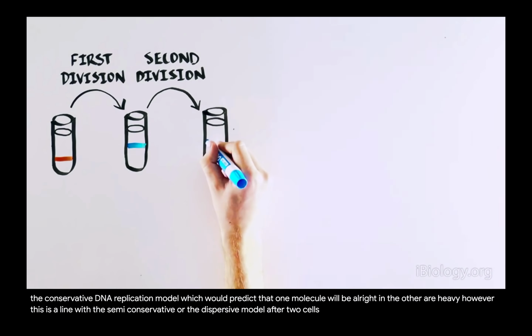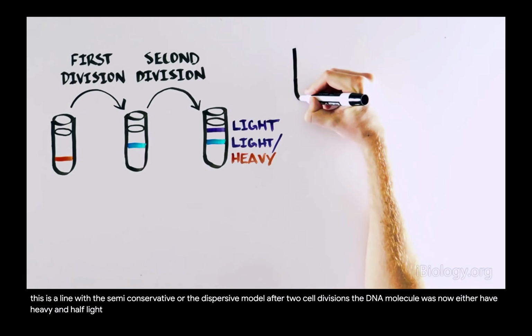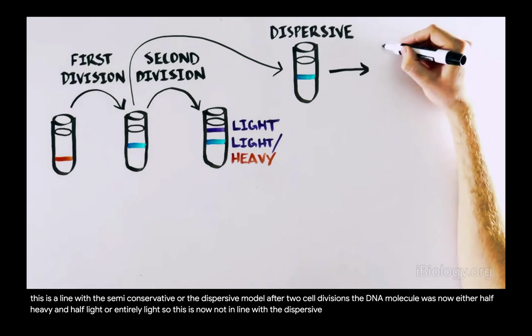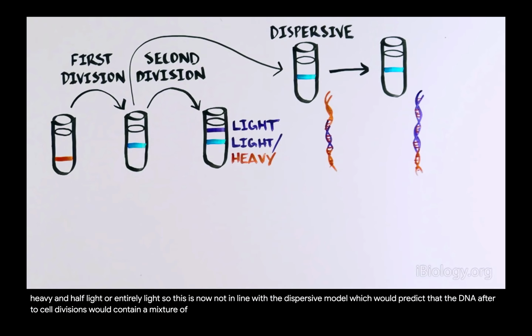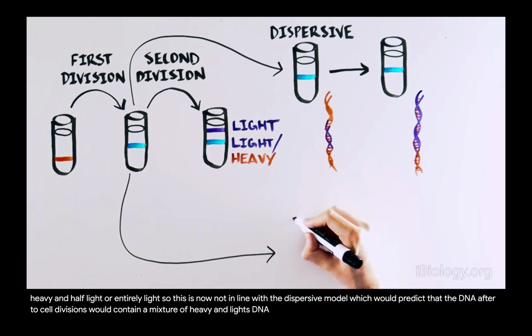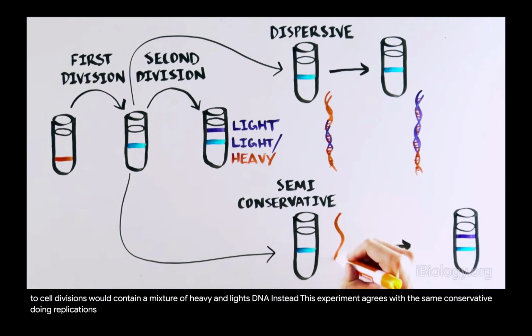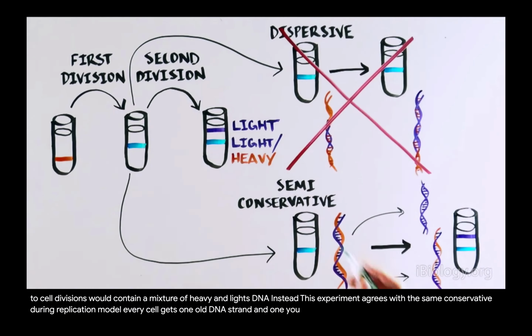After two cell divisions, the DNA molecule was now either half heavy and half light, or entirely light. So this is now not in line with the dispersive model, which would predict that the DNA after two cell divisions would contain a mixture of heavy and light DNA. Instead, this experiment agrees with the semi-conservative DNA replication model. Every cell gets one old DNA strand and one new one.